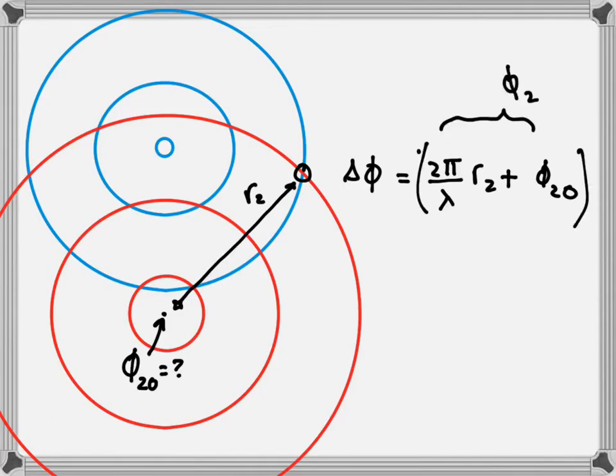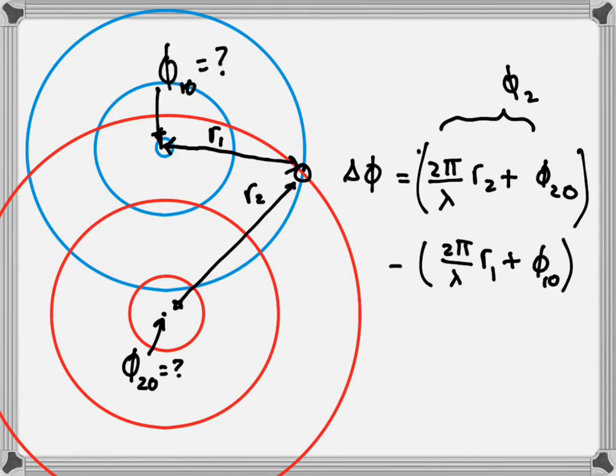So this number right there is the phase due to wave number 2 when it arrives at that particular location in space that we're looking at. For the difference in phase, we're going to have to subtract the phase of wave number 1. For wave number 1, again, we can calculate the phase due to the distance r1, so 2 pi over lambda times r1. But one more time, the phase at the center of these waves does not look like it's a crest. So we're going to have some additional phase that we're going to call phi 1 naught, standing for the initial phase of wave number 1.